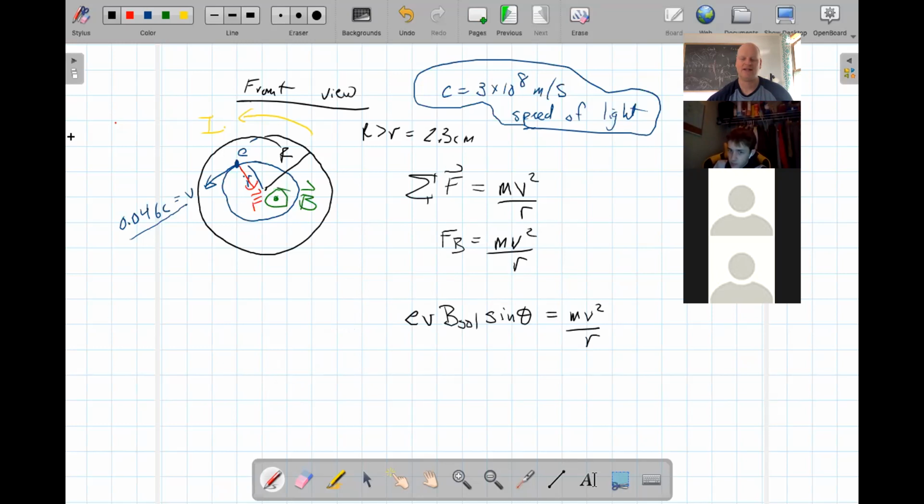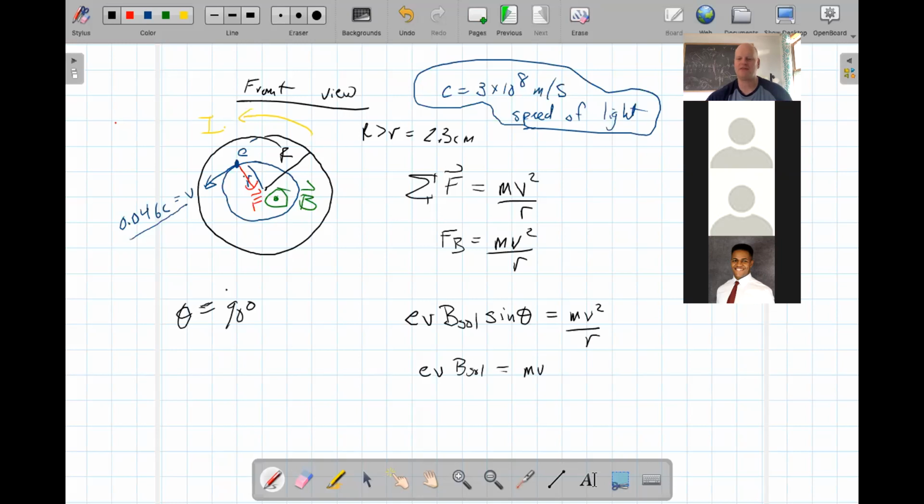equal to mv squared over r. Now, the velocity is anywhere in this plane while the magnetic field is perpendicular to this plane, so what's the angle between the magnetic field and the velocity? If the velocity is anywhere within this plane and the magnetic field is perpendicular to that plane, what is the angle between them? 90. 90, good. So this is going to be 90 degrees. So this is simply the electron charge, the fundamental charge, times the velocity times the solenoid magnetic field, equal to mv squared over r.